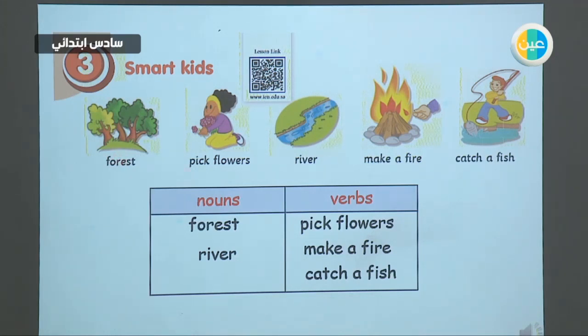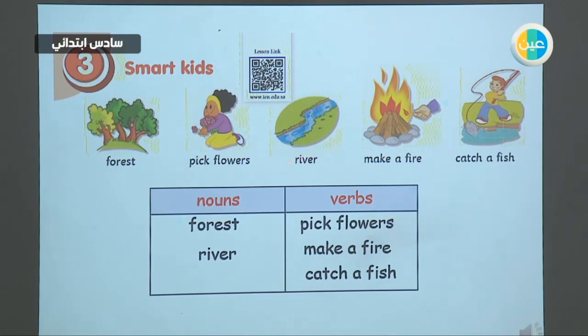Pick flowers, this is a verb. Can we make a sentence together in the past? Can we change the verb into the past? Okay, for example, Noura picked flowers in the garden. Noura picked flowers. This is a regular verb. Regular verb. We added ed.